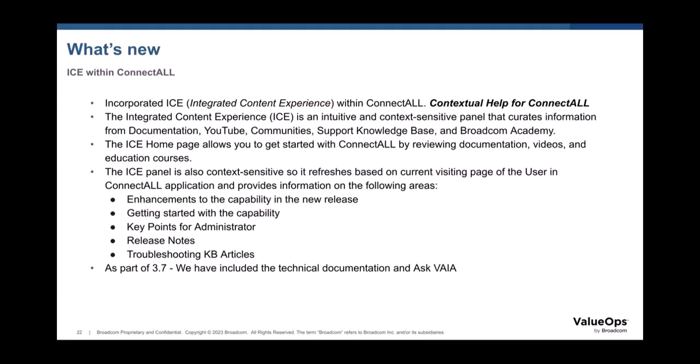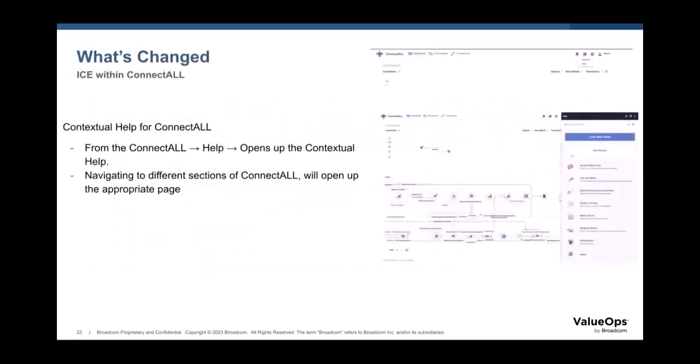We have also included Ask Via, which is a beta. It's more of asking intelligent questions, sort of AI integrated, wherein we can ask questions and it tries to collect the data from within ConnectALL. So this is how it looks on the panel, and according to the page that you're visiting, this panel will actually refresh and open up.